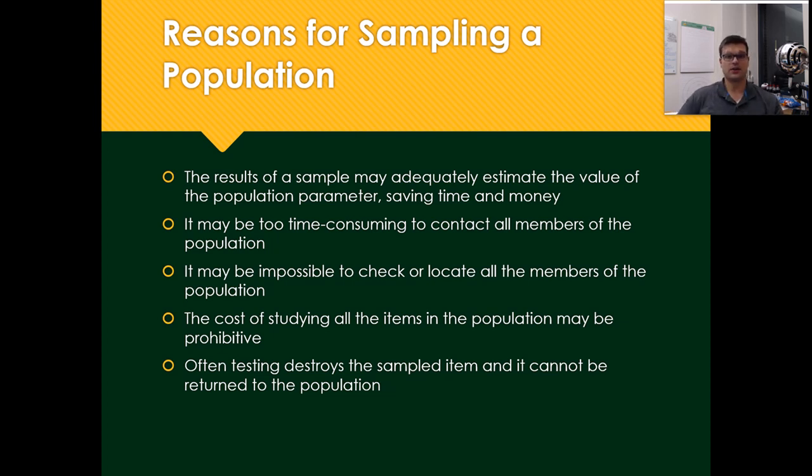Also, it's very time consuming to contact all the members of a population. Once again, time is a resource, money is a resource. And also you don't want to destroy all of your samples. If you are an individual testing wine, you're not going to want to drink every single bottle of wine to determine whether or not it's quality wine. You only want to sample as little as possible to get the most accurate assessment of what it is that you are assessing.